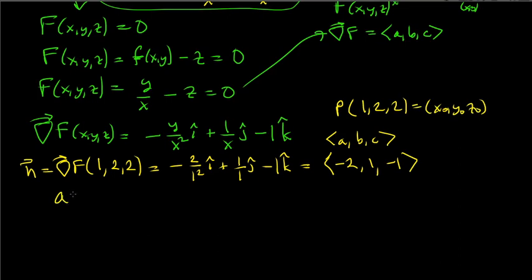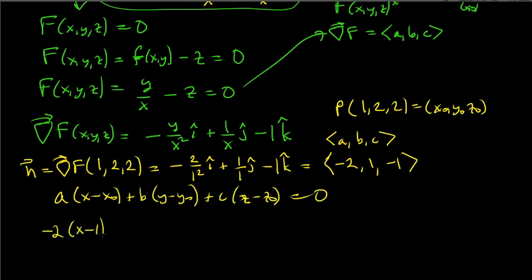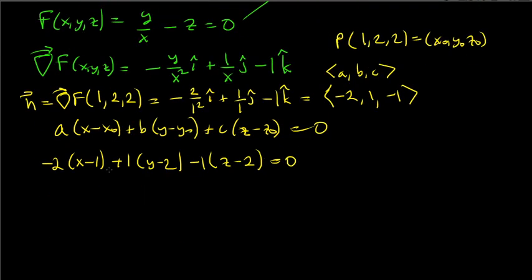And so now you just write down the equation of the plane. Here it is one more time. So hopefully not hard to forget at this point. So now plugging in the numbers, we get negative 2 times x minus 1 plus 1 times y minus 2 plus negative 1, we should just do minus 1, times z minus 2, yep, equals 0. So as usual, multiply it all out.